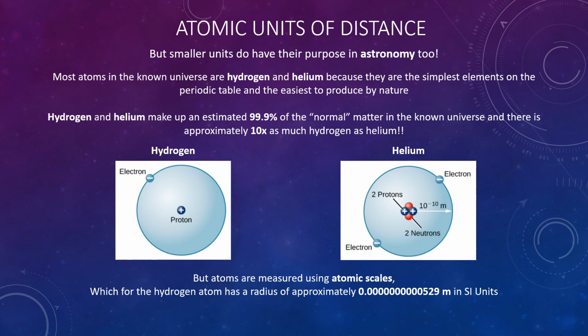So if we're going to talk about the universe, we have to be able to talk about the small scale as well. Atoms are most usefully measured on atomic scales. And the hydrogen atom is so small that its radius is approximately that many meters in SI units.